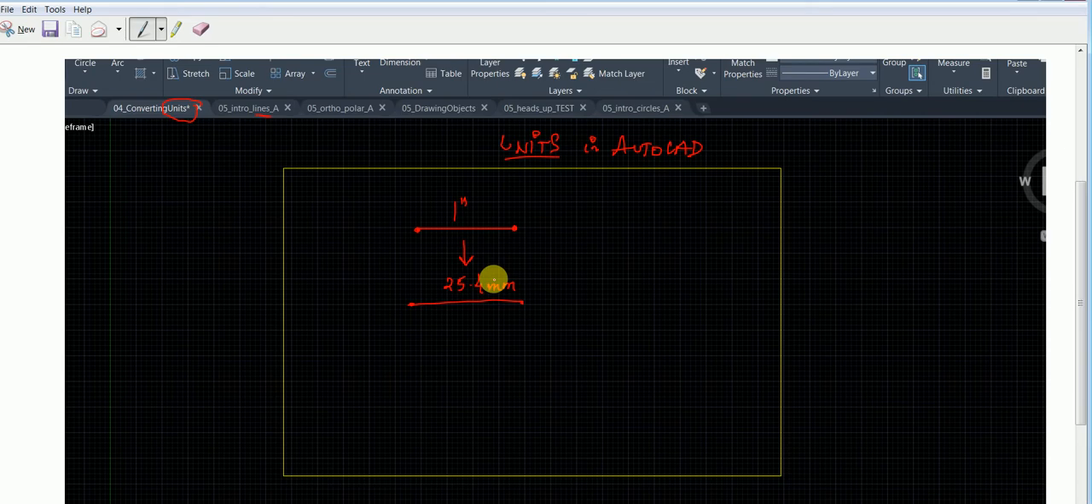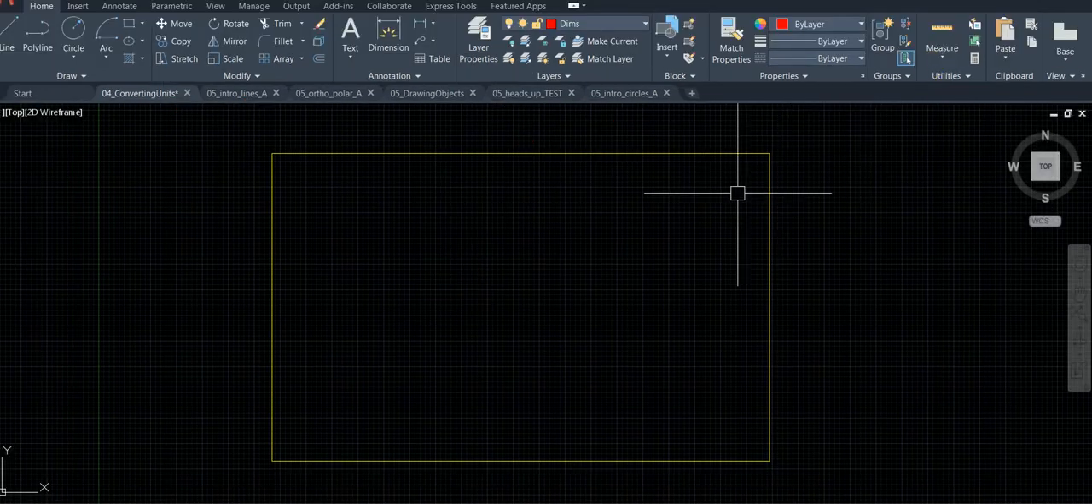Okay, so before we move here, I just want to ask you one question. I do not know where the units are. Do you know where it is? If I don't know the location of a command.